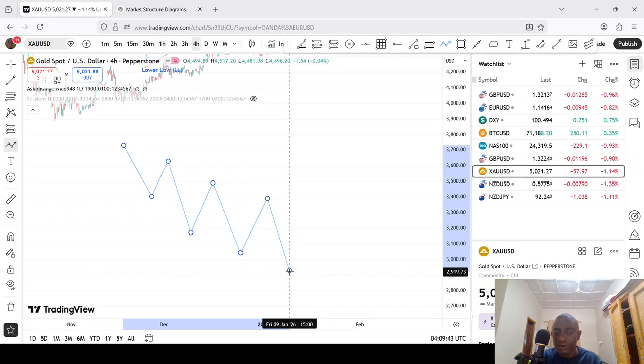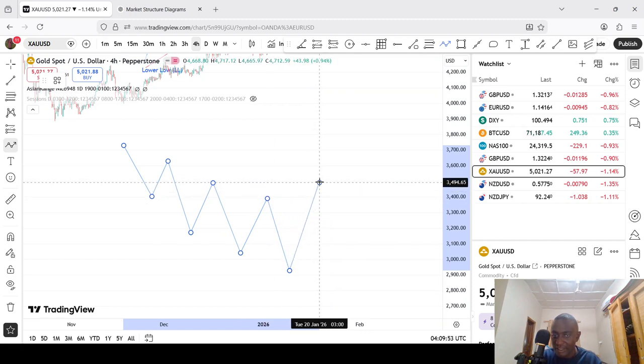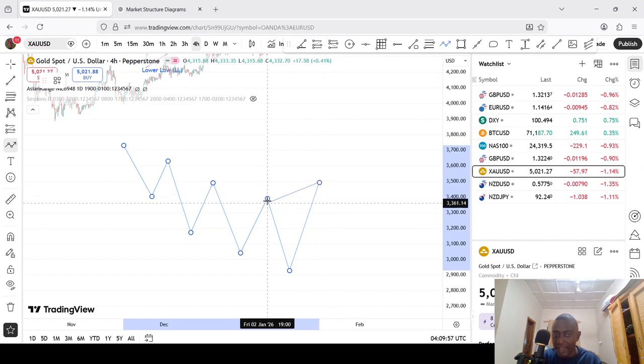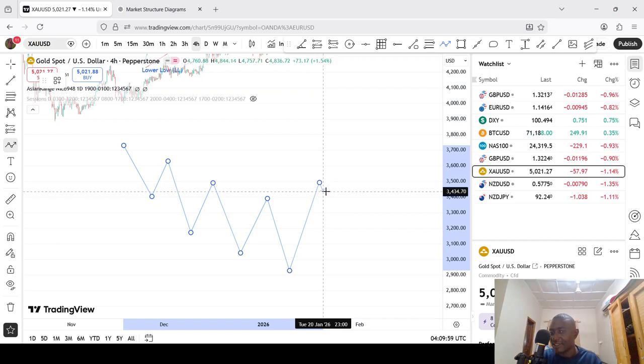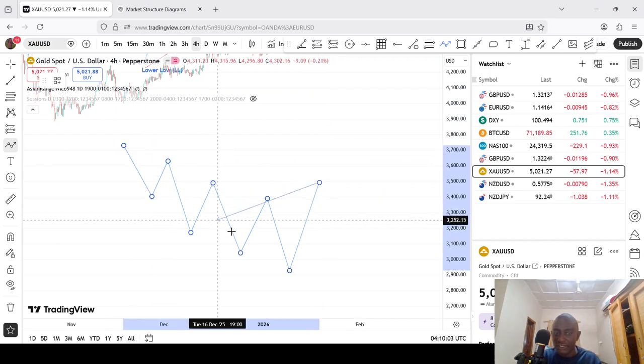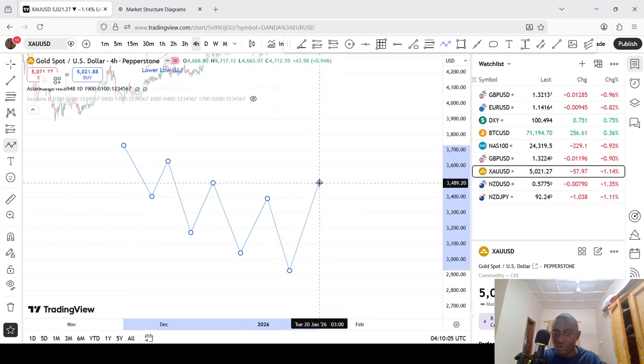So maybe from here, price, instead of coming to this direction, it will just close above this. You understand? So once price closes above this, the direction has changed. We are no more in a downtrend, like coming down.